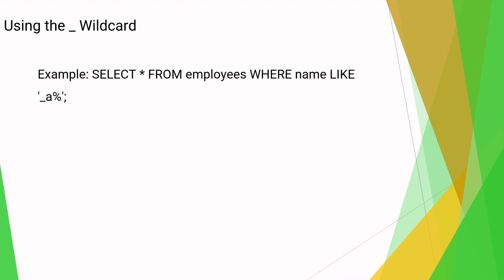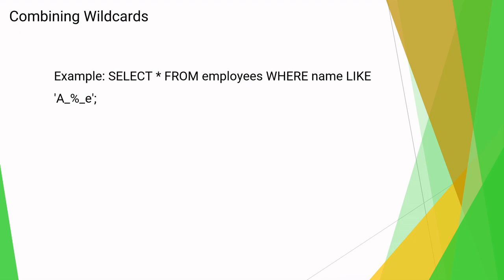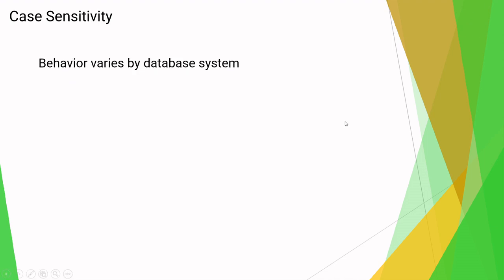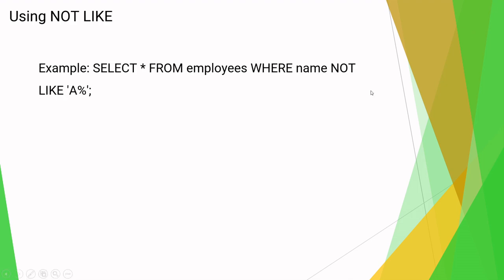You can combine wildcards for more complex patterns. This query selects names that start with a capital A, have any character in the second position, and end with the letter E. Keep in mind that the case sensitivity of the LIKE operator can vary depending on the database system you are using. Some systems treat capital A and small a as different characters.